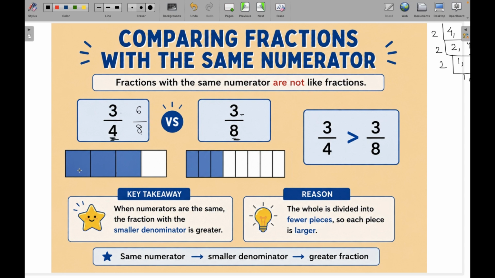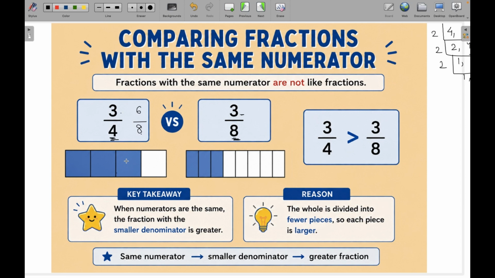And why does this happen? If you look at this figure, 3 by 4 means I am dividing something into 4 parts and I am shading 3 out of it. 3 by 8 means I am dividing something into 8 parts and I am shading 3 out of it.